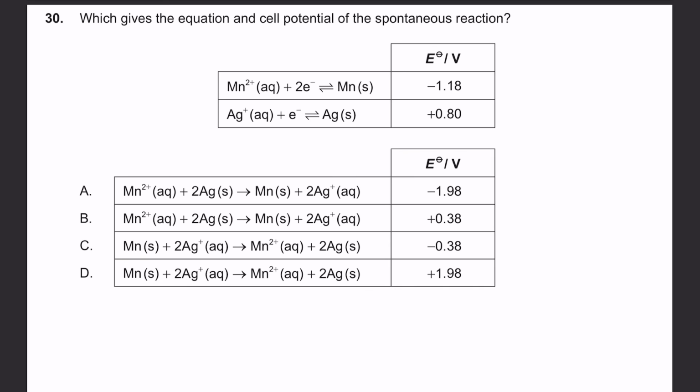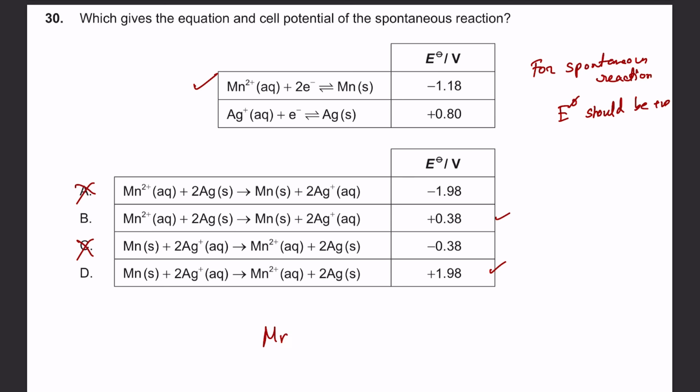Now for question 20, we have to find the cell potential of the spontaneous reaction. Just a tip, for a spontaneous reaction, your E0 value should be positive. So I can eliminate option A and option C, left with option B and option D. The most effective cell potential will be the one which has the highest E0 value, and we can get this by reversing the first reaction and adding it with the second one.